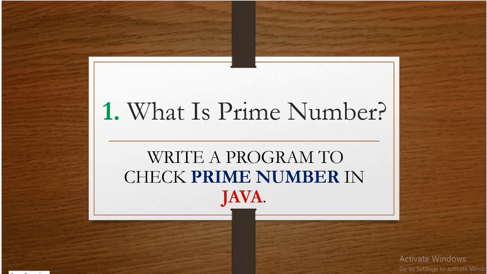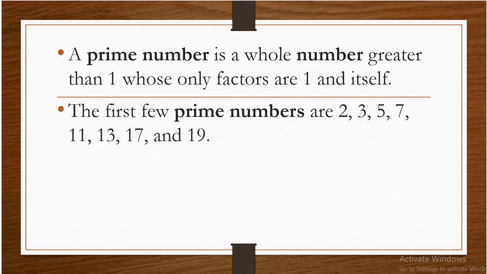First I will start from core Java basics, and first I will show what a prime number is and how we write the code in Java. What is a prime number? We can say that a prime number is a whole number greater than 1 whose only factors are 1 and itself and not any other number. The first few prime numbers we can see here on screen: 2, 3, 5, 7, 11, 13, 17 and 19.